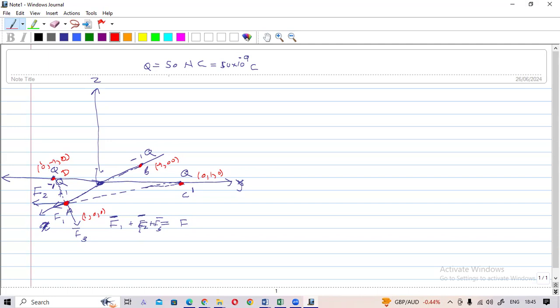All these four points have 50 nanocoulomb charges. You have to find the total force on A. So you have three forces and you have to get the vector addition. I think that is not much problem, that is not a big thing. So we will try to do this. First we will consider one location.